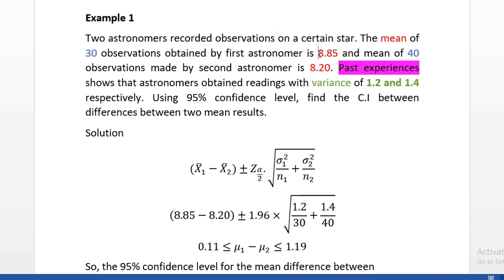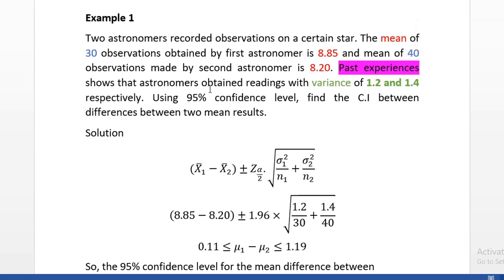And what is 8.85? Is it mu1 or bar x1? It is definitely bar x1, because this 8.85 is calculated from these N1, 30 observations. And the mean of 40 observations made by the second astronomer, because 40 will be our second sample size, that is N2. So the mean of 8.20 is again a sample statistic. It is calculated from these 40 observations. So 8.20 is bar x2, 40 is N2.